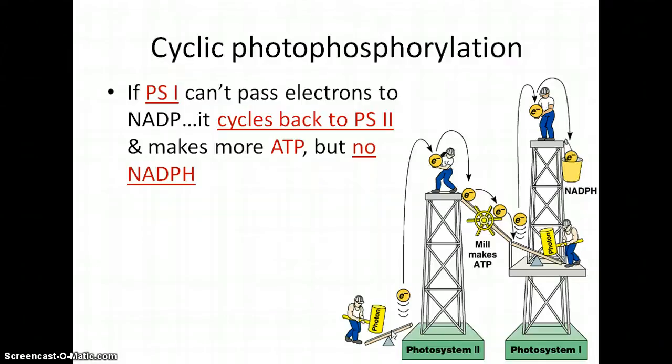The only problem is it will not be able to produce NADPH, which will not allow the Calvin cycle to then run and make carbohydrates. But if for some reason the plant needs a sudden burst of ATP as an energy source, then this is a process that would be very helpful because it's going to produce a lot more ATP in a short amount of time.